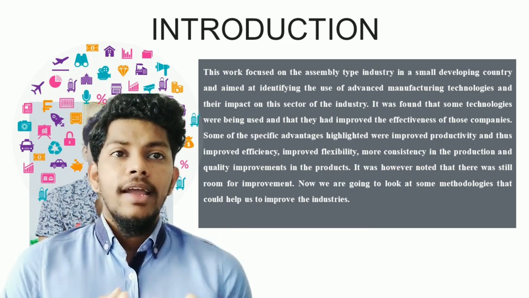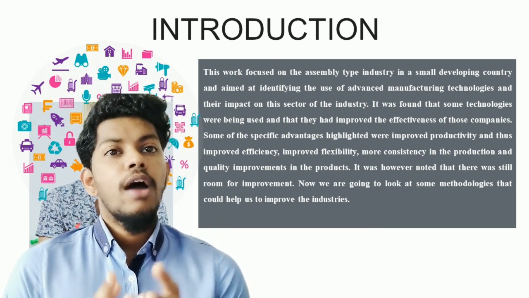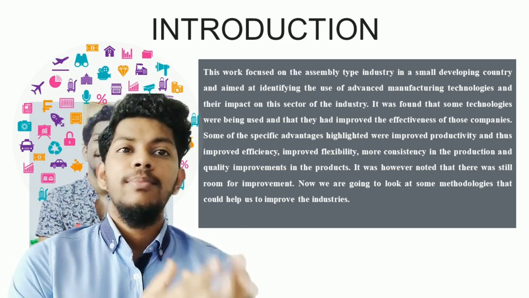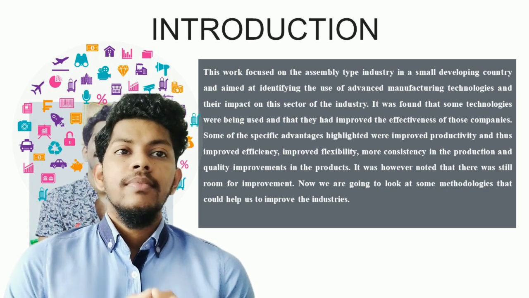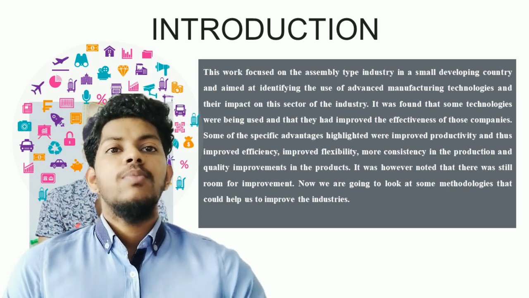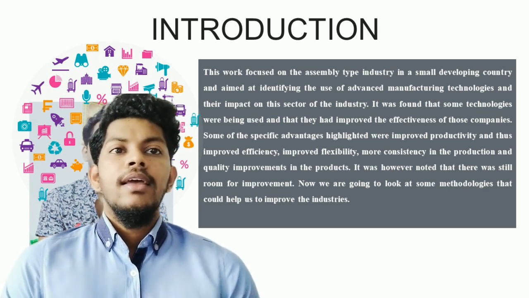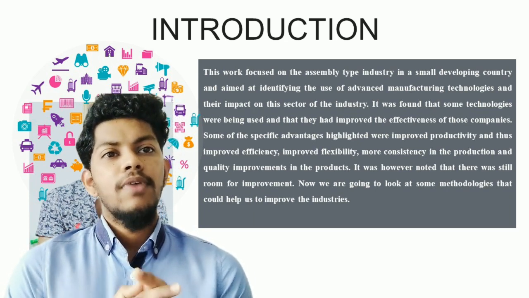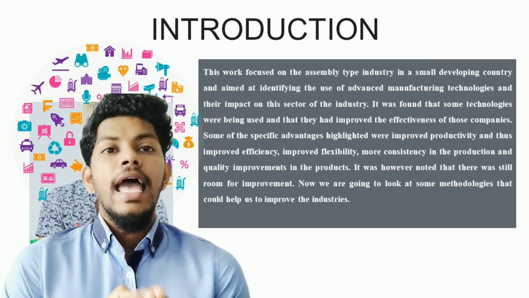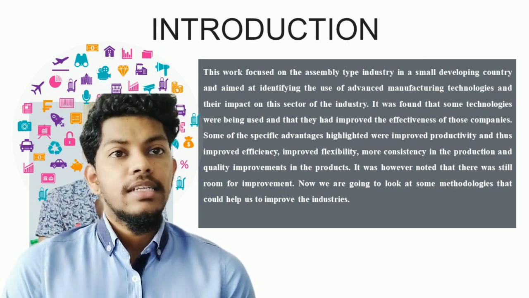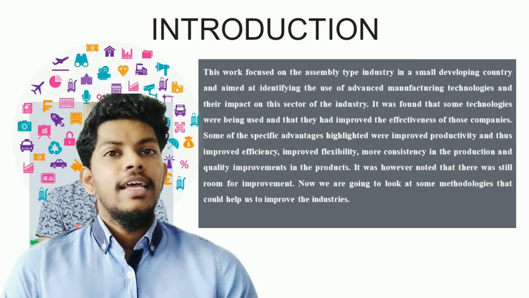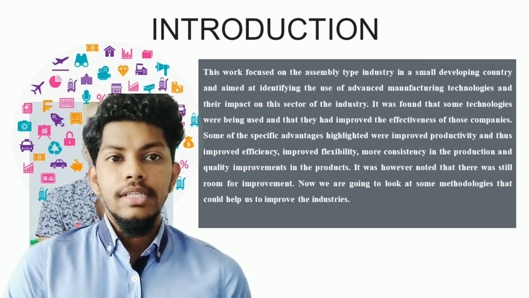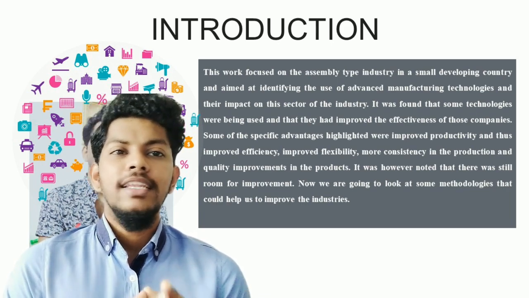With having that all in mind, we as a group have done some research on how to help local industries to thrive through advanced manufacturing technology approach. A study into the assembly type industry in a small scale developing aimed at identifying the use of advanced manufacturing technologies. It was found that some technologies were being used and that they had improved the effectiveness of the companies. However, there was still room for improvement. And now we are going to look at some methodologies that could help us to improve the industries.